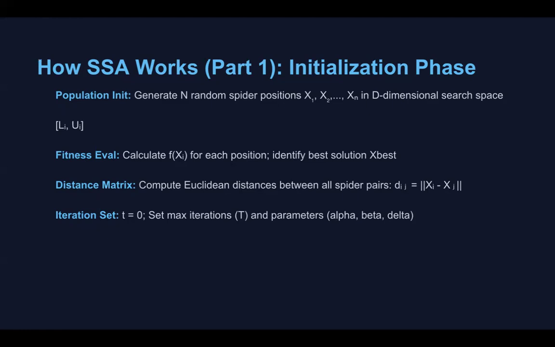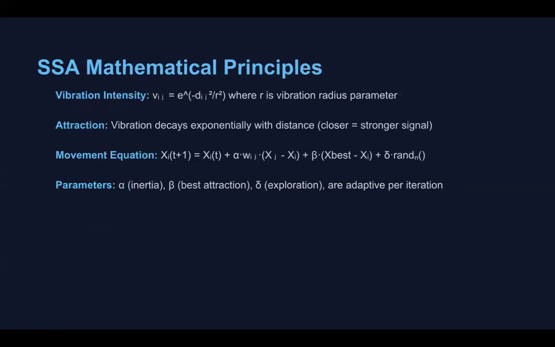I'll be explaining the mathematical principles. The vibration intensity indicates how strong each spider's signal is, and the attraction indicates vibration decay with distance, so closer spiders influence each other's movement. Movement equation: this equation guides how spiders move towards a neighbor or the global best, or explore. Use of parameters like alpha, beta, and delta. Alpha indicates inertia, beta indicates attraction to the global best, and delta indicates random exploration. Moving on to the next slide.